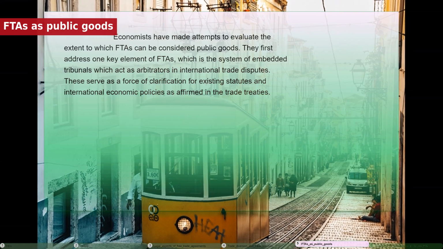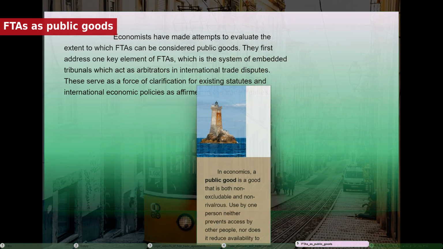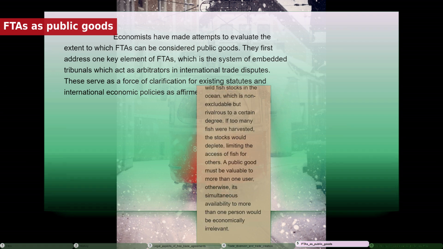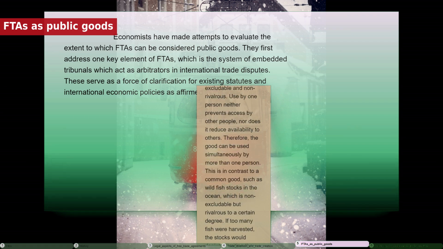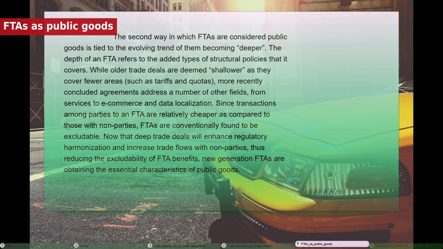So can FTAs actually be considered public goods? Economists are exploring just that. The embedded dispute resolution tribunals offer a crucial public resource for clarifying trade laws. Plus, newer FTAs are becoming deeper, addressing a broader range of regulations beyond just goods.